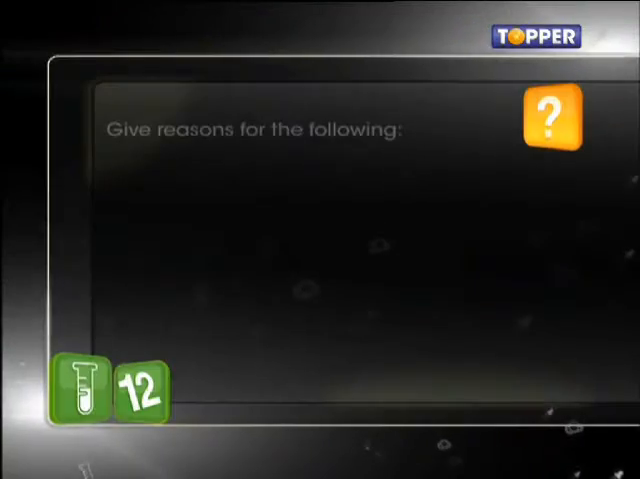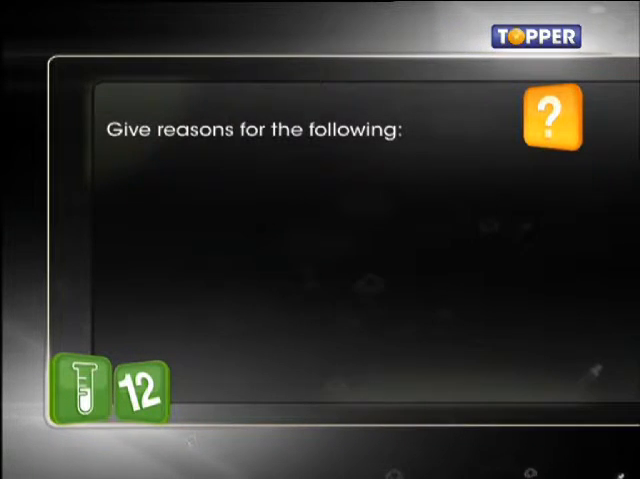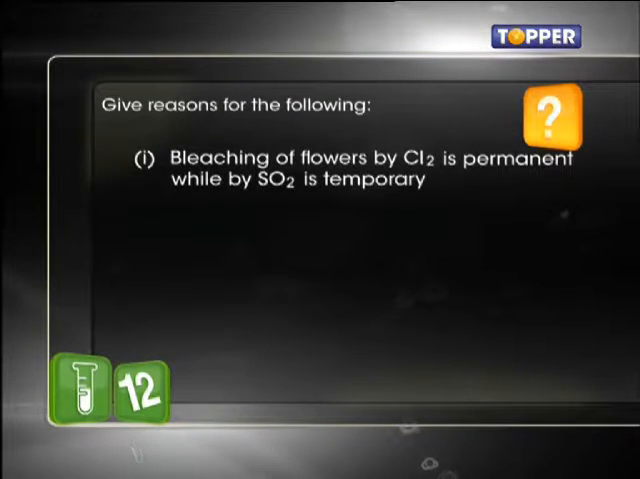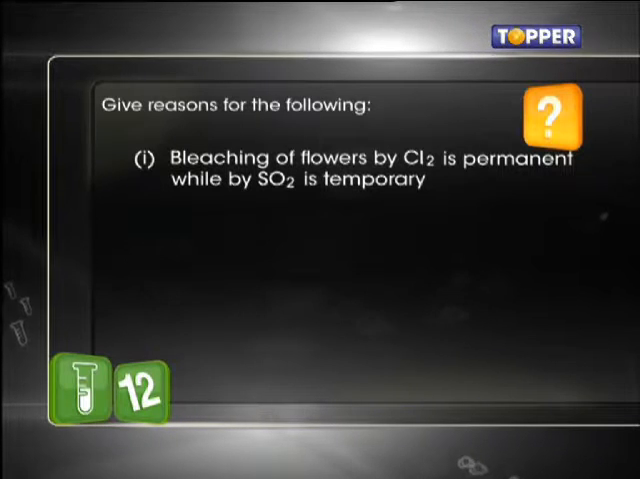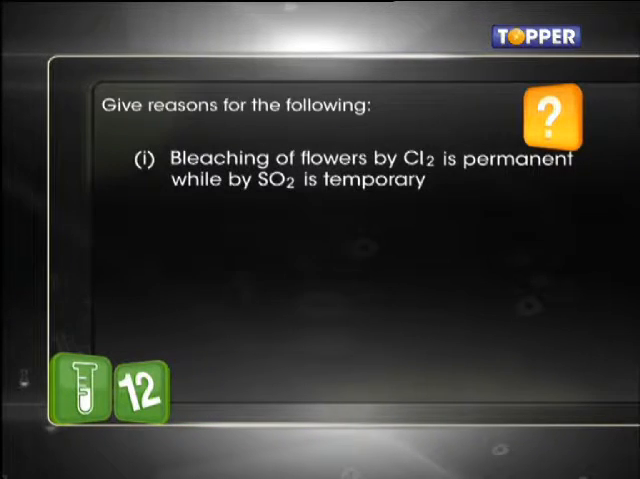Well, let's get back to the P block elements. To ease your preparation process further, let's attempt another question. You are supposed to give reasons for why: 1. Bleaching of flowers by Cl2 is permanent while by SO2 is temporary.